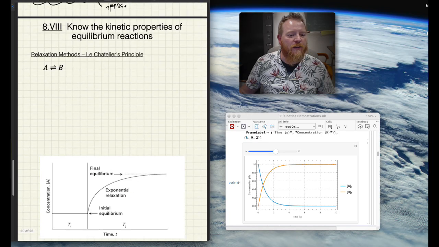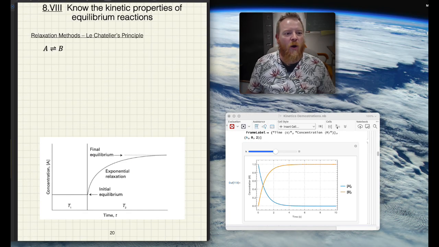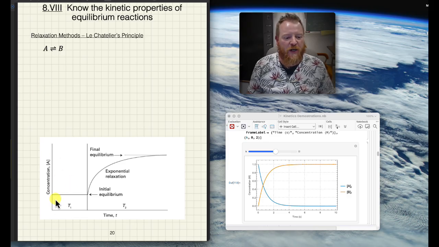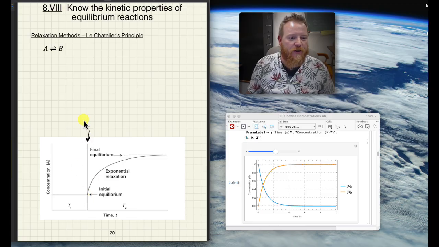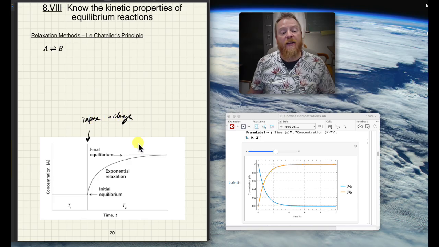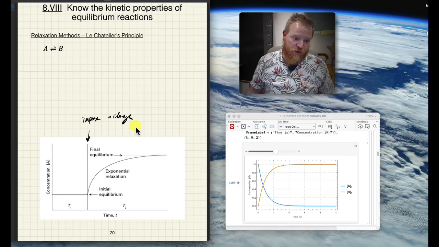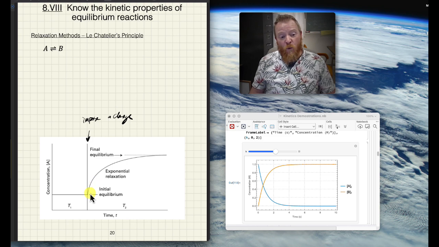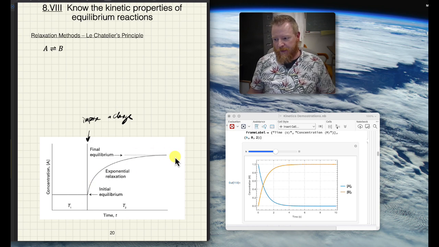So now what about Le Chatelier's principle? Okay, so we call this relaxation methods. Suppose we're monitoring the concentration of A and it's achieved equilibrium. And we've imposed some type of change. That could be a change in temperature, it could be a change in concentration, it could be a change in volume, and so forth. Well, we would see this response, and then we would get a new equilibrium.